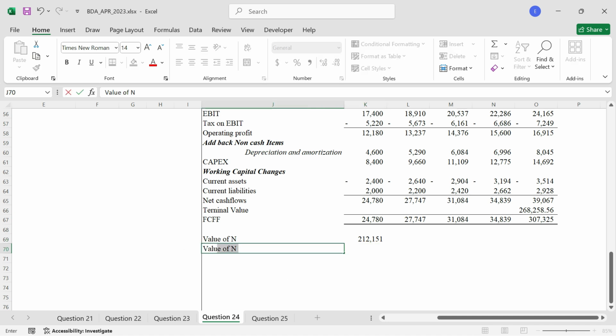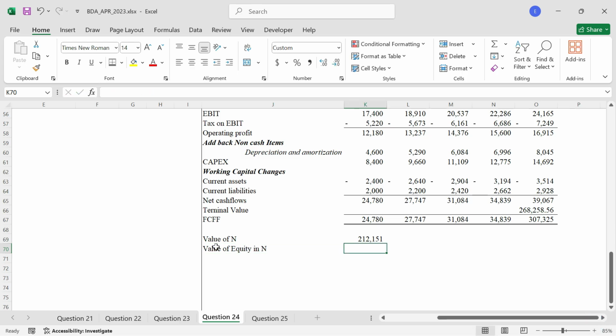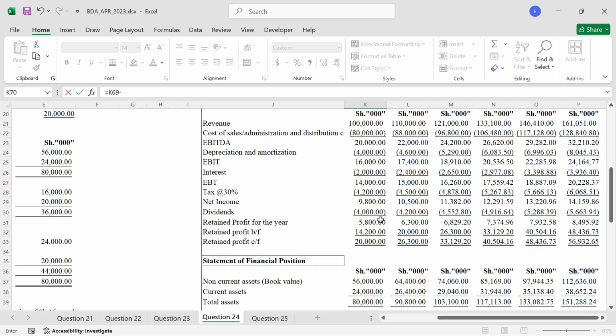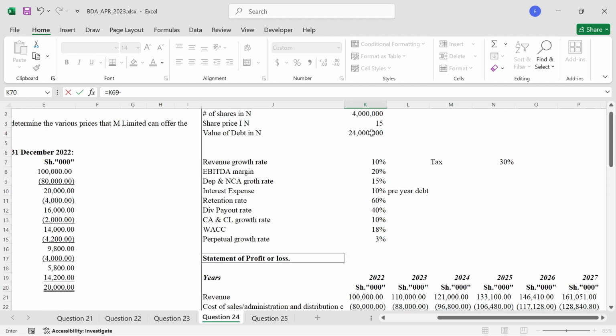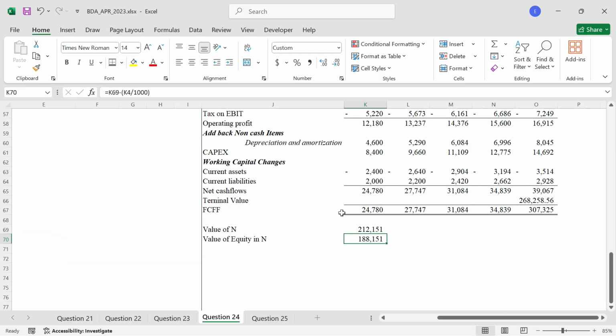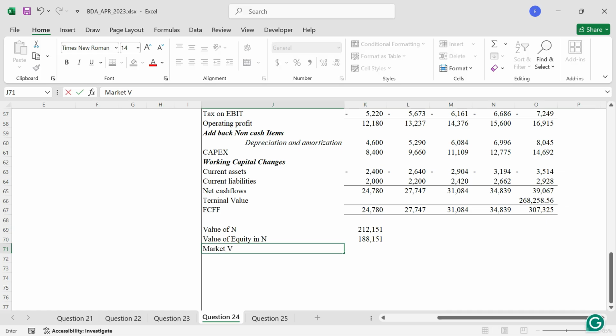If I want the value of equity in N, I'll take the value of N minus the value of debt. So this was 212, minus my debt, which was what? 24 million. So this will be this divided by 1,000. And so the value of the equity in N is 188,151.